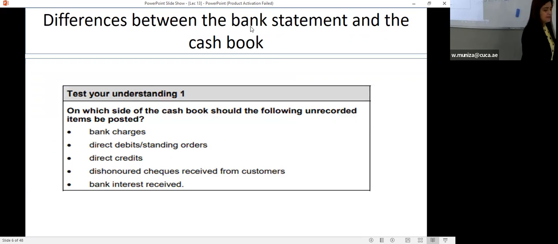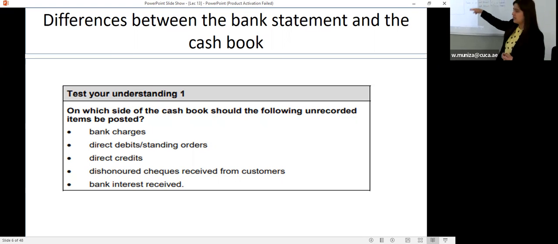Okay, before that, they have included an understanding here. Let's start doing it. They say, on which side of the cash book should the following unrecorded items be posted? We have understood that for unrecorded items, which thing has to be adjusted? Our cash book. Very good. So they are asking that for these given unrecorded items, which side of the cash book is going to be adjusted? One by one, everyone is going to tell me about each case.